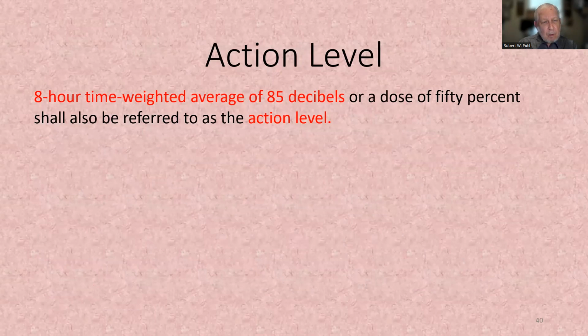Okay, did I tell you this before? An 8-hour time weighted average of 85 decibels or a dose of 50% shall be referred to as the action level. So the action level, just say 85 decibels. That's what people mostly say, but it's actually an 8-hour time weighted average of 85 decibels.